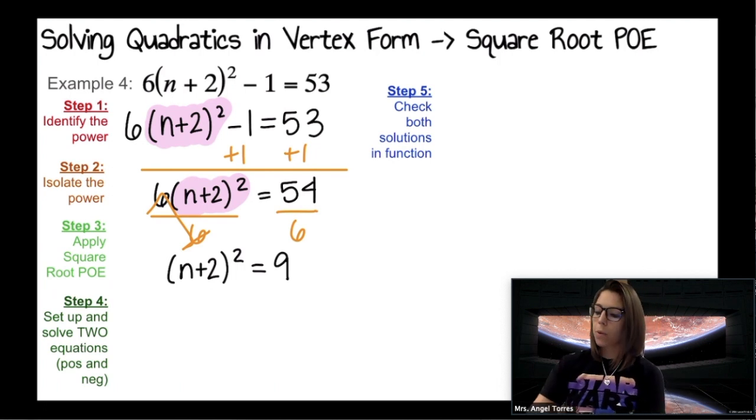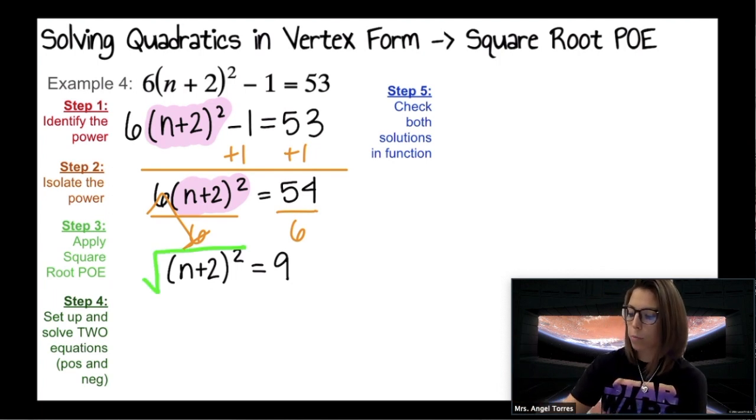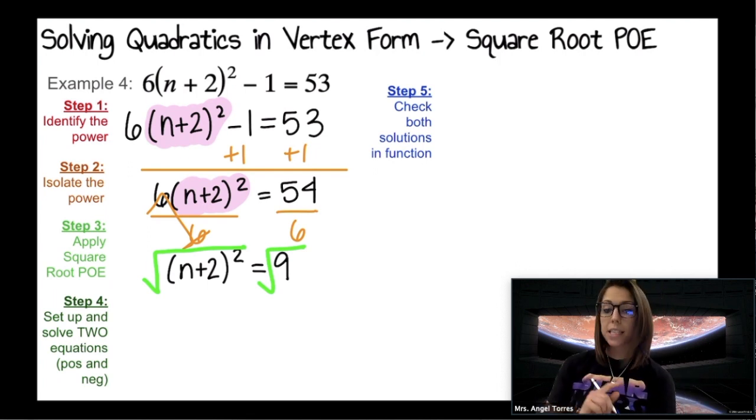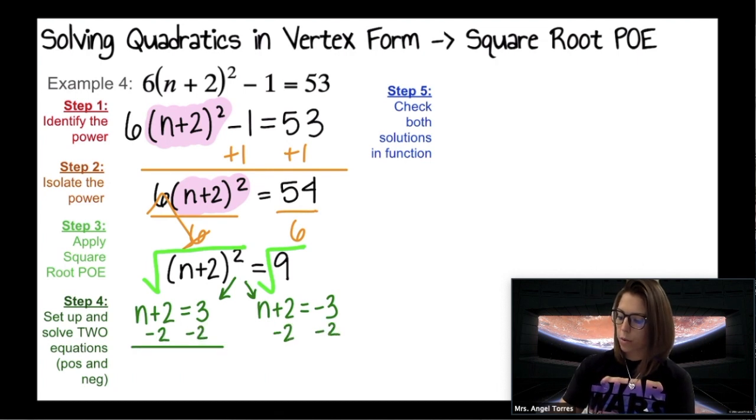So now that the power is isolated, I can undo that square by using the square root property of equality. Now 9 has two square roots. It has positive 3 and negative 3. So from here, I'm going to set up two equations, one where n plus 2 equals positive 3, and one where n plus 2 equals negative 3, and solve. Subtract 2 from both sides. Subtract 2 from both sides. And we have n equals 1 and n equals negative 5.